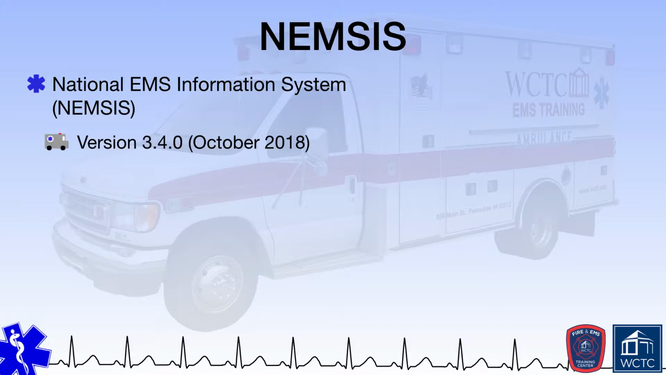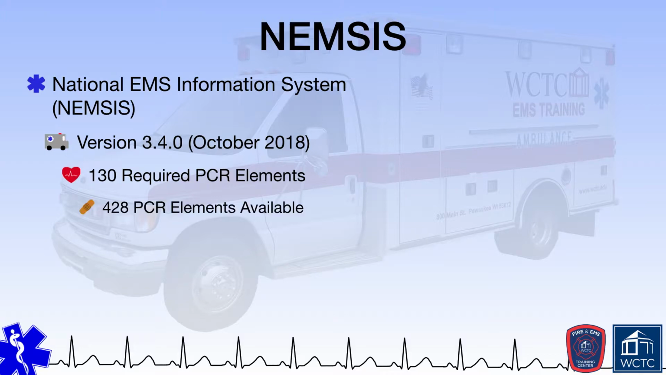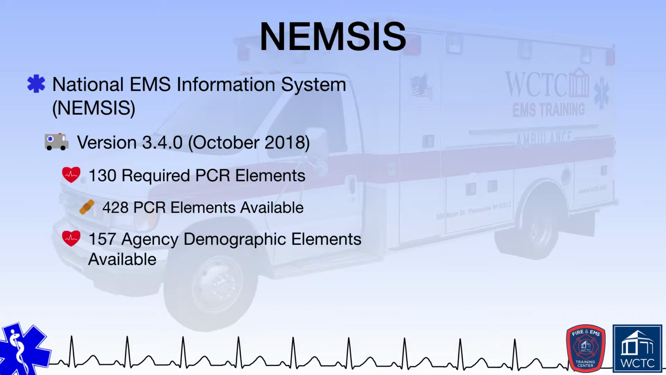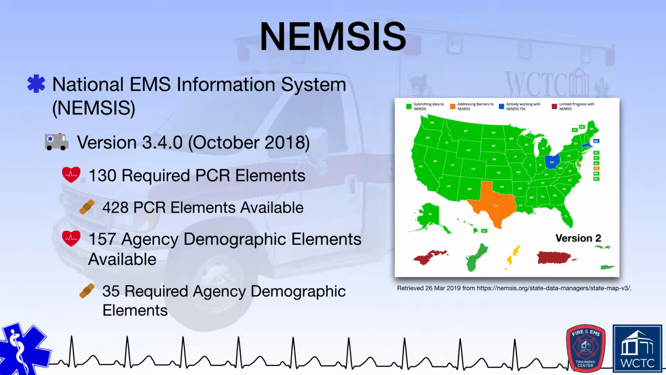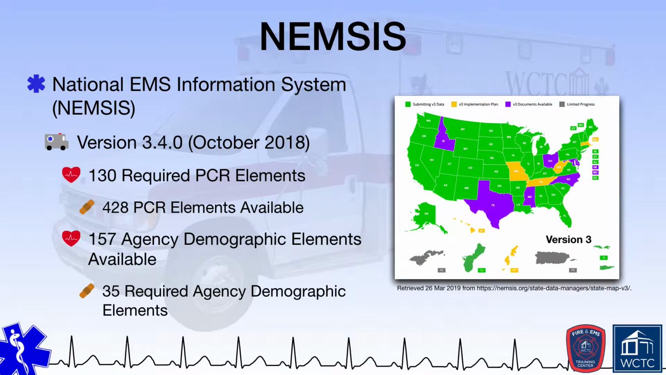As of October 2018, the NEMSIS dataset was in version 3.4.0. There were 130 required PCR elements defined within this version of the NEMSIS dataset, although states may require the reporting of additional elements within their own systems as the full dataset contains 428 separate PCR data elements. This is in addition to the 157 total data elements for agency demographics, of which 35 are required. As you can see on the map, most states and territories were reporting at least version 2 data, with almost as many using the version 3 dataset at that time.